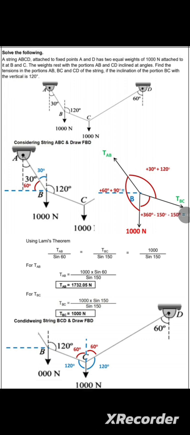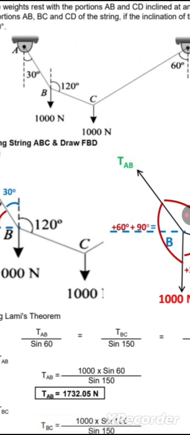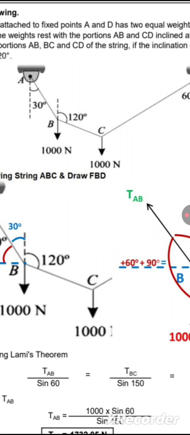The question is: a string ABCD attached to fixed points A and D has two equal weights of 1000 N attached to it at B and C. The weights are raised with the portions AB and CD inclined at angles. Find the tensions in the portions AB, BC and CD of the string if the inclination of the portion BC with the vertical is 120 degree. Here you are given only this figure.